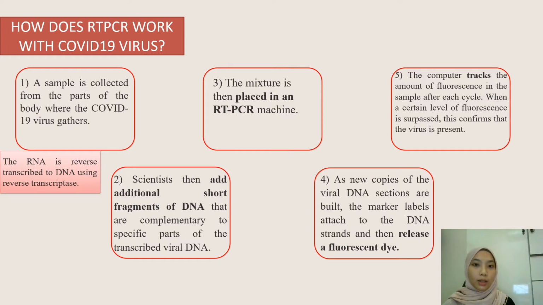The third step is the mixture is then placed in an RT-PCR machine. The mixture will go through cycles at different temperatures to create new identical copies of the target section of viral DNA. The next step is, as new copies of the viral DNA sections are built, the marker labels attached to the DNA strands release a fluorescence dye, which can be measured by the machine and will be presented on the screen in real time. The last step is the computer will track the amount of fluorescence in the sample after each cycle. When a certain level of fluorescence is surpassed, this confirms that the virus is present.